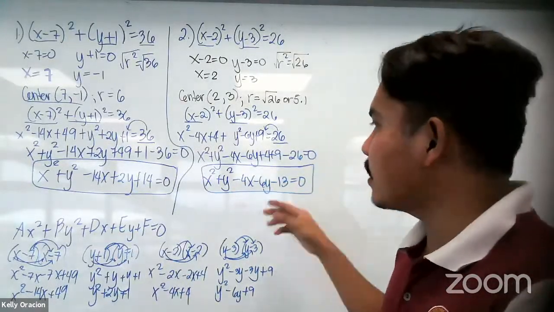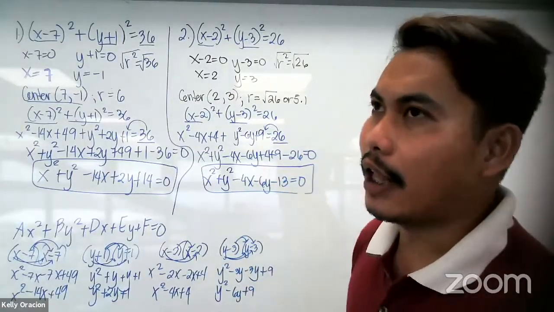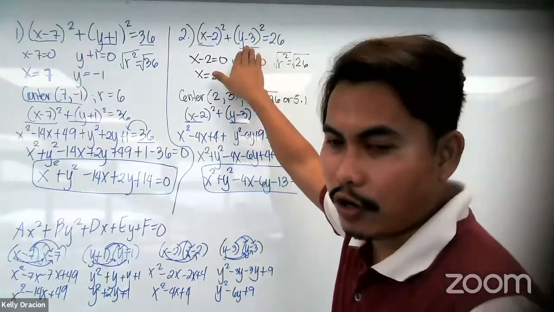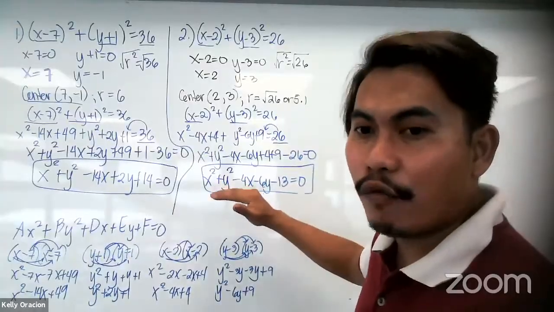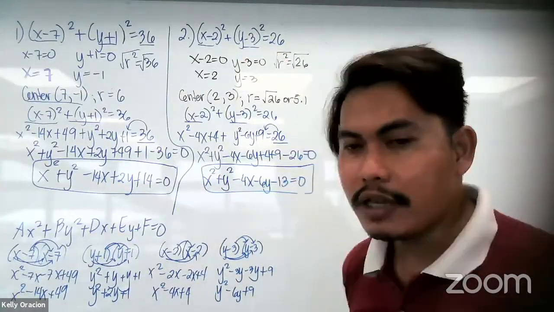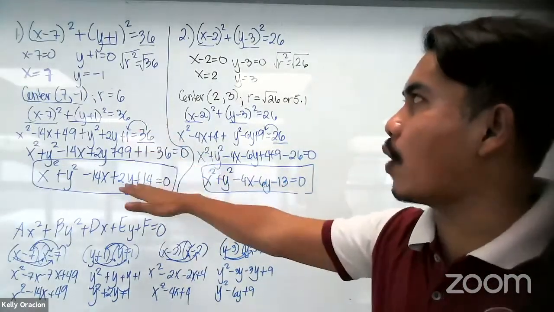So this is the general form of our given standard form. Again, let me repeat. This is the general form of our given standard form. Okay? So kindly copy examples 1 and 2.